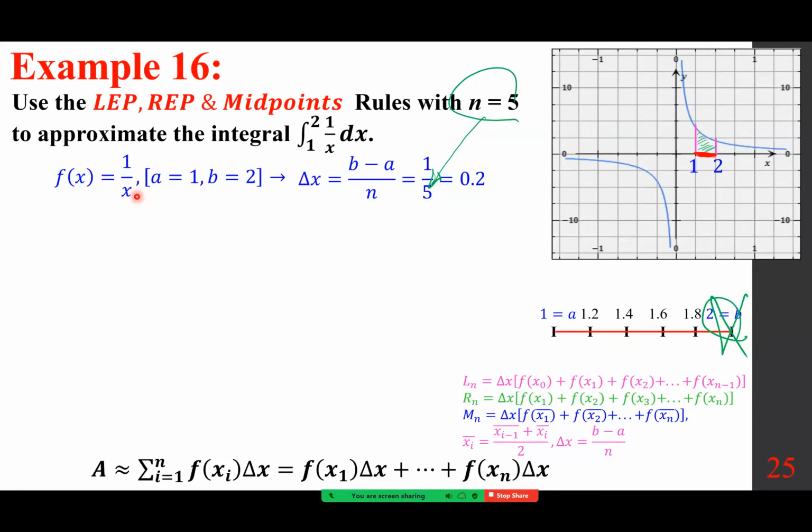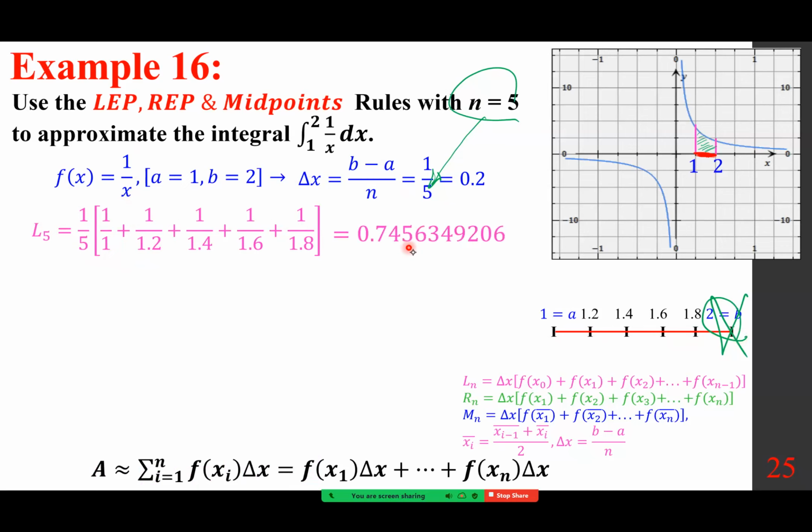So if this is f of x, what is f of 1? 1 over 1. What is f of 1.2? 1 over 1.2, and so forth. I hope you can see that. One more time: delta x is 1 over 5 or 0.2, times f evaluated at all of those 5 points except the last one. Why is that? Because we want the left endpoints. You put it into a calculator and get a bunch of decimals. So this part, just put it into a calculator.